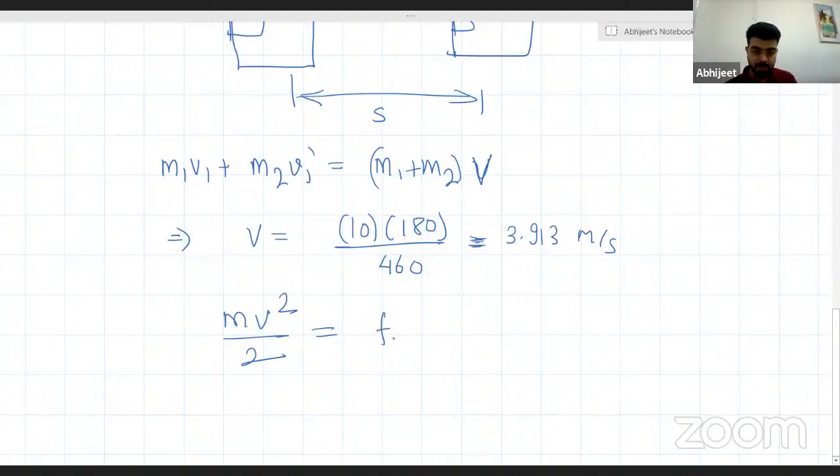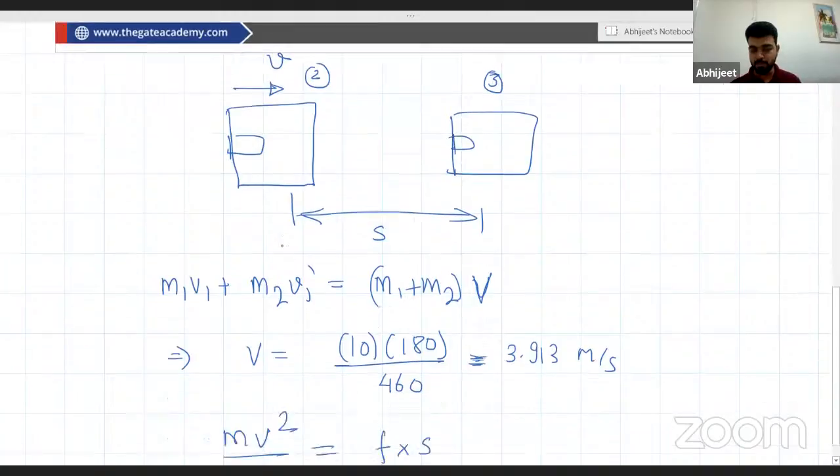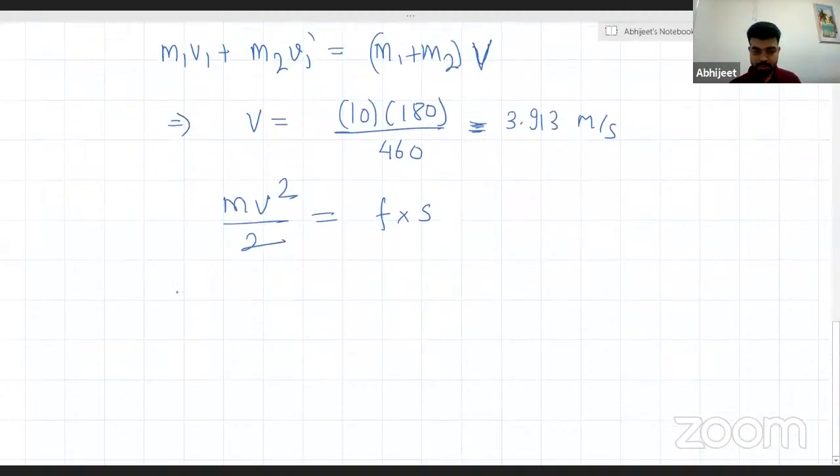So whatever the work done by the friction force, that is nothing but the friction force into the displacement. So this work done will be equal to the energy which has been developed at state 2. So from here we can get S. Now, m v square by 2 divided by f. F is nothing but mu mg. m and m get cancelled, so we get v square by 2 mu g.